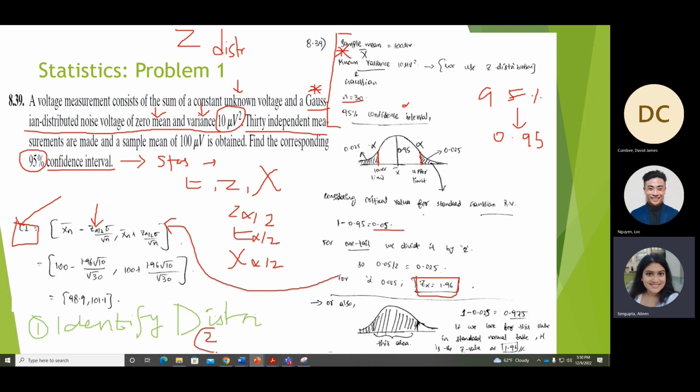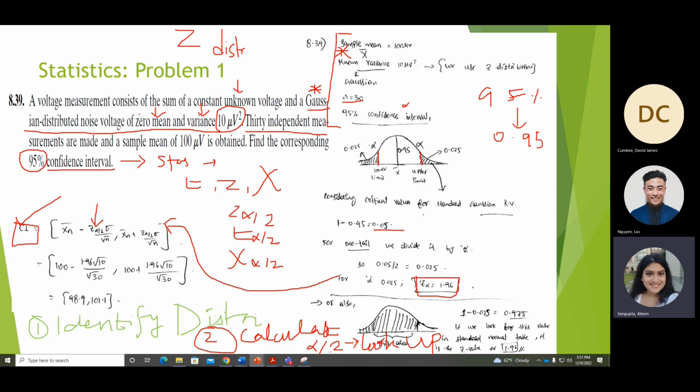And then the second step of this problem is to calculate alpha. Then you calculate alpha by 2, and then you put it into the distribution, and then you look up. Lookup is the next step. So calculate alpha by 2 and look up whichever table you have to look up. And then the third step is the CI.